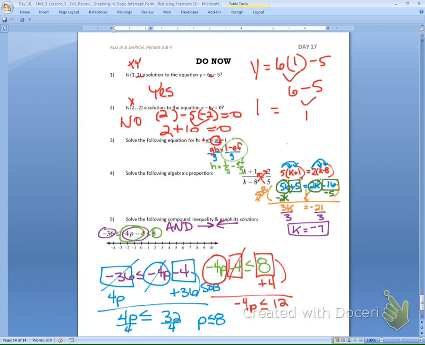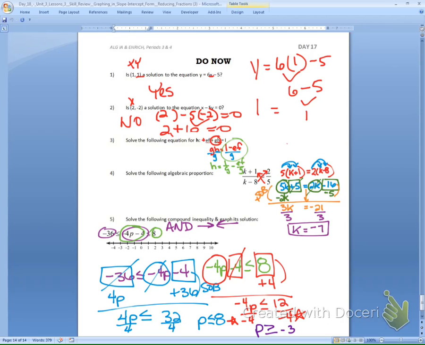I have a negative 4 beside my p, so I divide by negative 4, divide by negative 4, and this is where bells and whistles go off in my head when I'm dividing by a negative number. What happens to the inequality symbol? It needs to change its direction, so your final answer should be p is greater than or equal to 12 divided by negative 4, which is a negative 3.